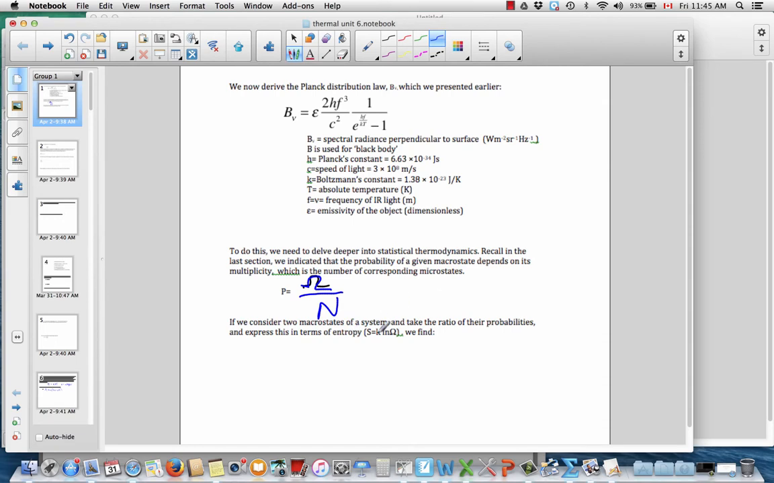Now, remembering the statistical definition of entropy, we rewrite that. First of all, we take a ratio of the probability of two different states, and then in terms of their multiplicities, we arrive at this relationship here. So obviously the total number of states cancels out. And so we see the ratio of the probabilities is the ratio of the multiplicities. Now, using this relationship, we can see that these multiplicities are going to be exponential functions of the entropy of those states.